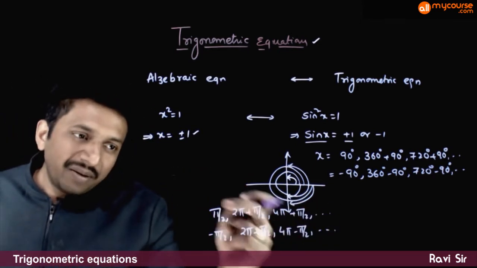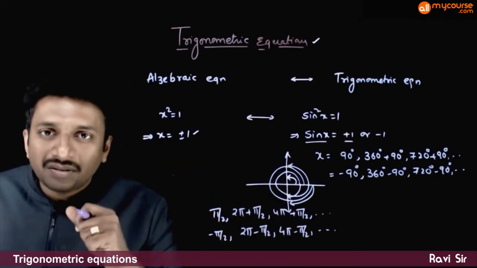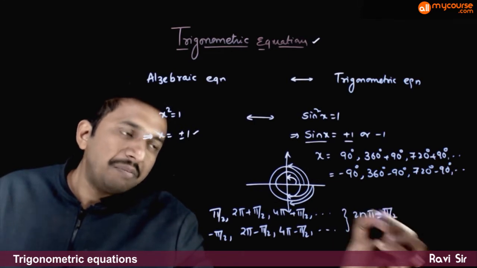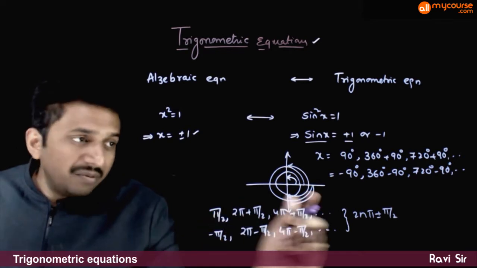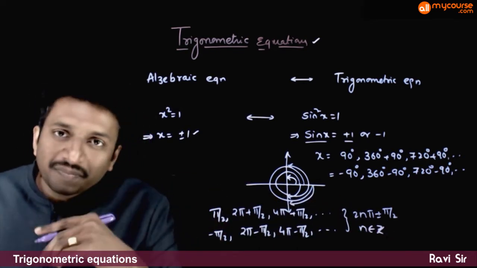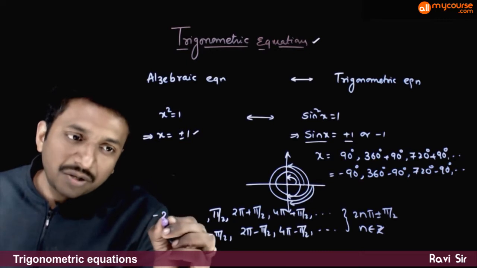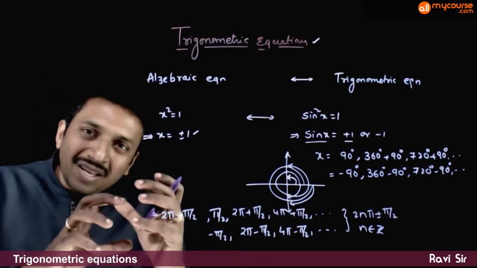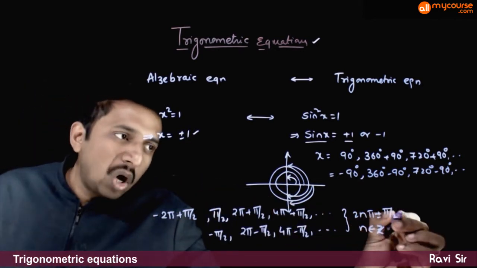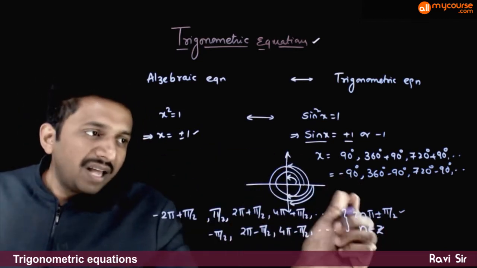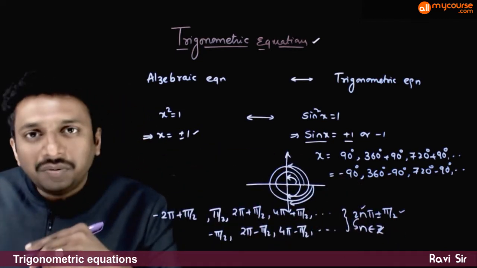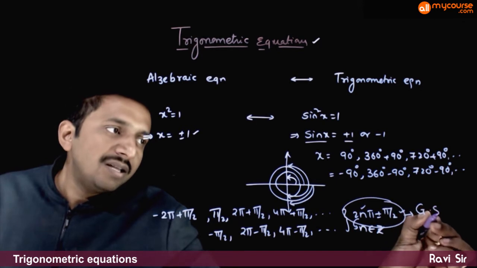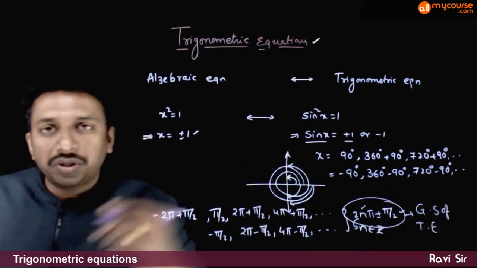So is there some way in which you can express all these solutions? Can you express all these solutions in the form of 2n pi plus or minus pi by 2, where n belongs to integers, because this can go in the negative direction also. Minus 2 pi plus pi by 2 is also valid. Minus 4 pi plus pi by 2 is also valid. So there is some way in which you can express all the solutions in terms of a variable number which belongs to integers. This way of writing the solution is called the general solution of a trigonometric equation.